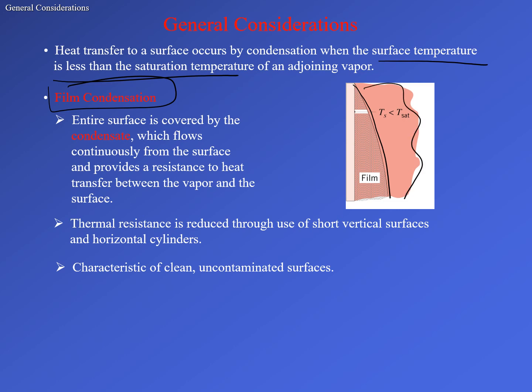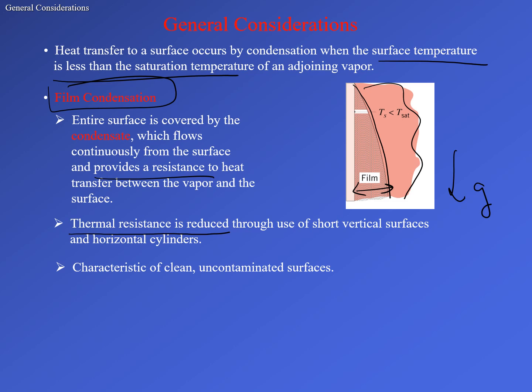And as this film provides resistance to the transfer of heat, the deposition of a film is not desirable, but it is something that happens, and we have to study it. So as I said, the thermal resistance is high for this film, but it can be reduced because you have gravity. What happens is when the film is formed, the film thickness is high at the bottom because the liquid tends to deposit at the bottom and flows down.